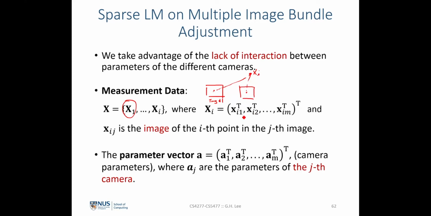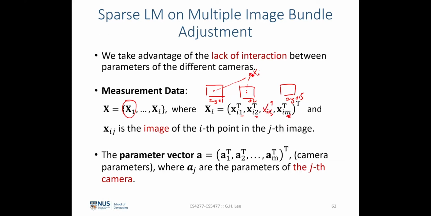Note that these indexes 1, 2 need not be consecutive or continuous here, because what this means is that we are allowing for missing data. That means that it's not possible to observe the same point over all the image frames. So it could be image number 1, image number 2, and then it jumps to image number 5, for example. So we are going to have xi1, xi2, and then xi5 transpose over here, and all the way to xim.